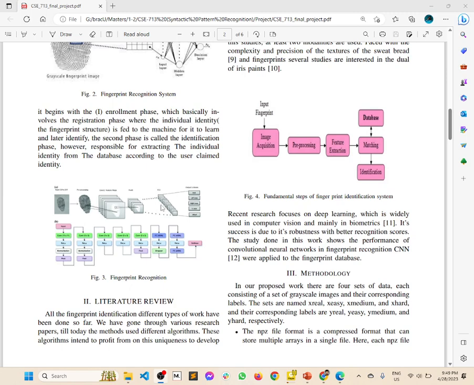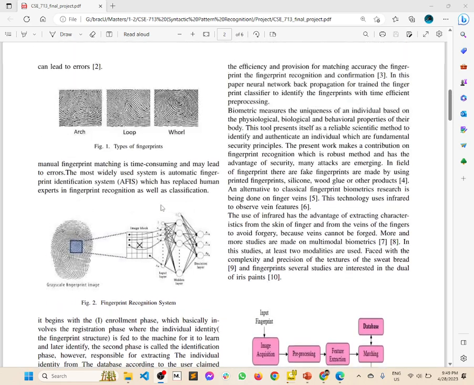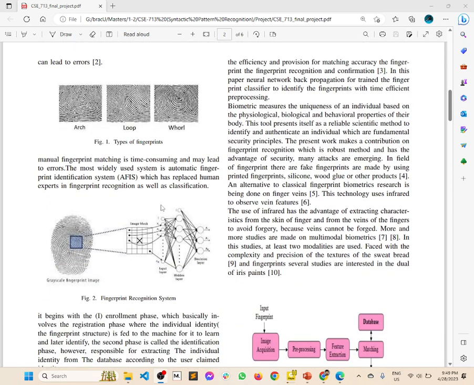So now the literature review. Many different types of work have been done so far on fingerprint identification. We have gone through various research papers. Till today the methods use different algorithms. These algorithms intend to profit from the uniqueness to develop efficiency and provisions for machine accuracy in fingerprint recognition and confirmation. In this paper, neural network backpropagation is used to train the fingerprint classifier to identify the fingerprint with time efficient pre-processing.